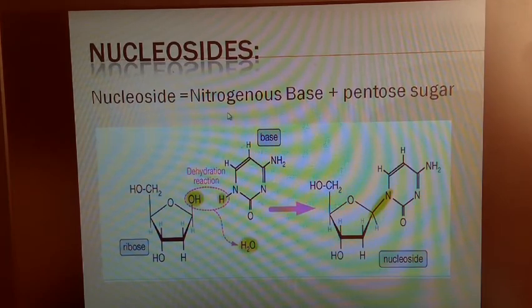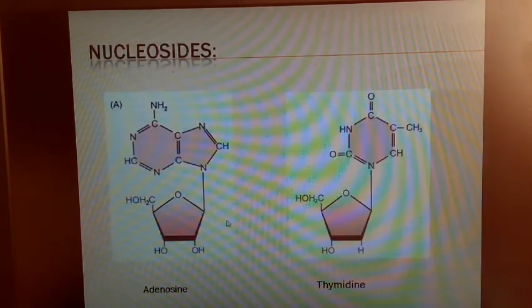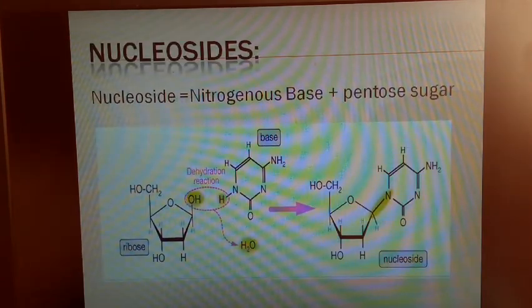So nucleoside is a combination of a nitrogenous base and pentose sugar. The first carbon of the pentose sugar bonds with the first nitrogen of pyrimidine or the ninth nitrogen of purine by eliminating an H2O molecule. So the nitrogenous base and pentose sugar are joined to one another through an N-glycosidic linkage or N-glycosidic bond.